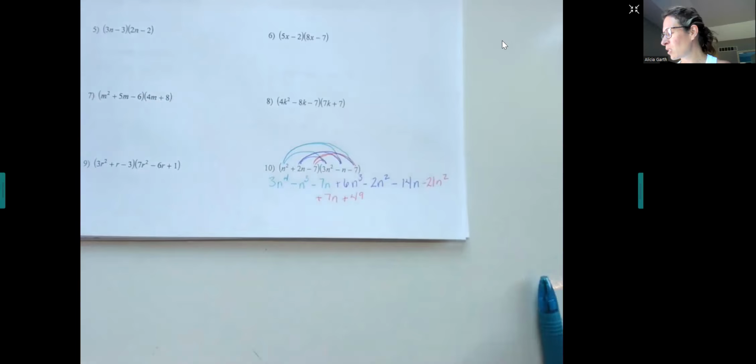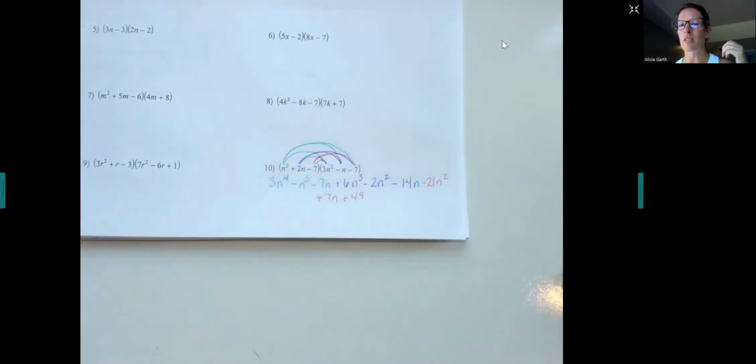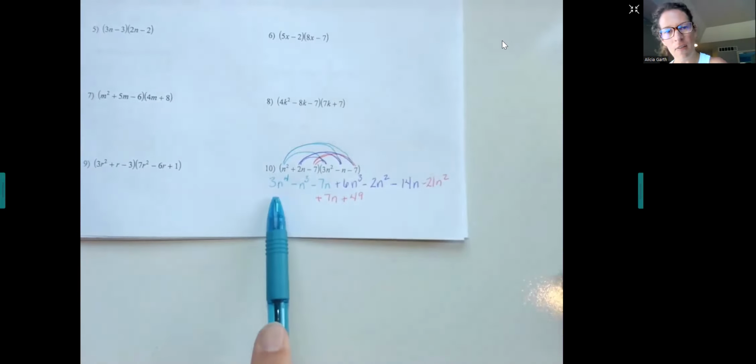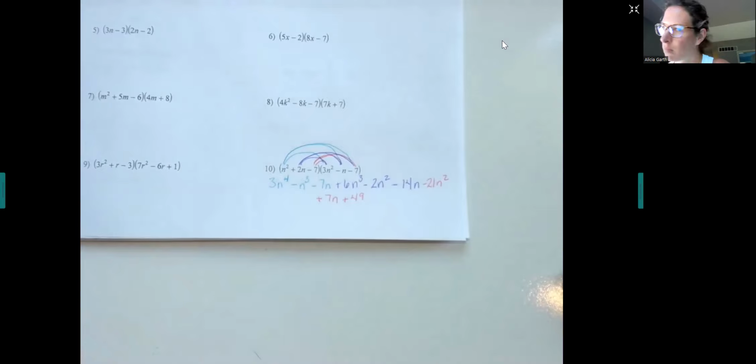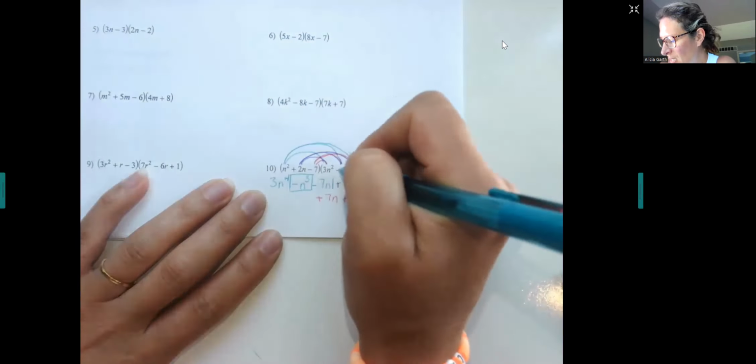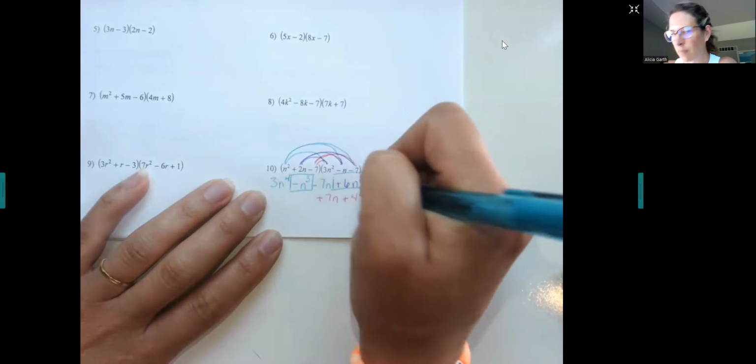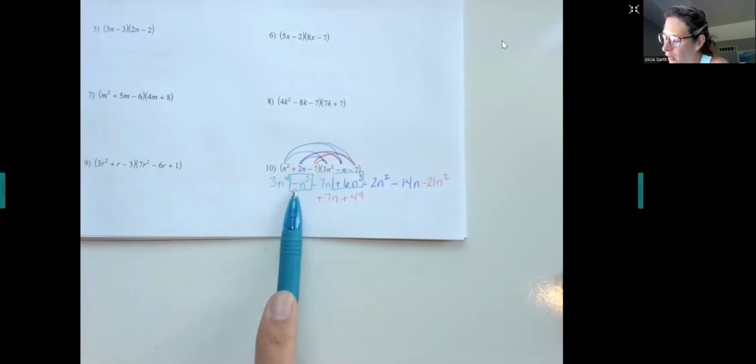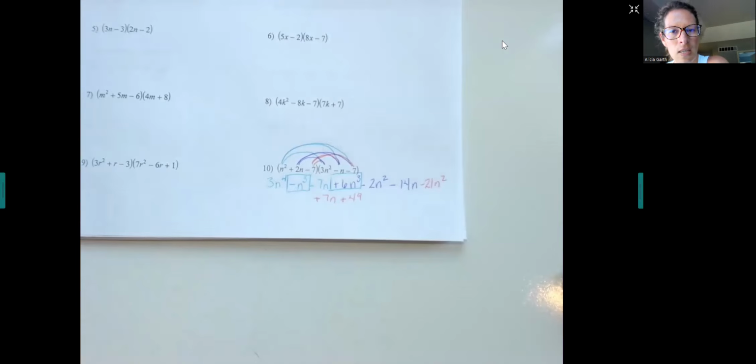So the first thing I'm going to do is circle, underline, put a box around anything that's exactly the same. What I'm going to notice, I don't have any n to the 4ths, so I can't do anything with that. N cubes, I'm going to put a box around any of my n cubes so that I know what I'm adding together. Notice I have negative n cubed and 6n cubed.